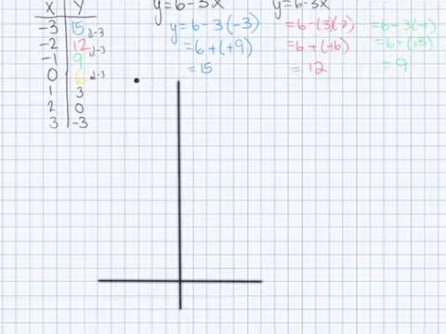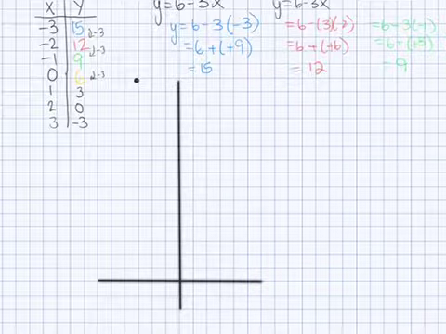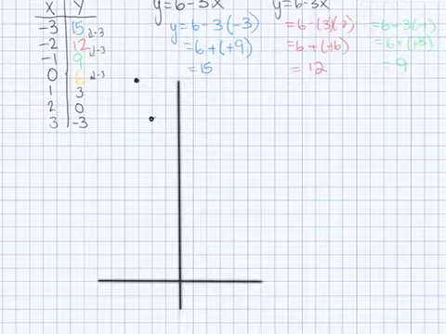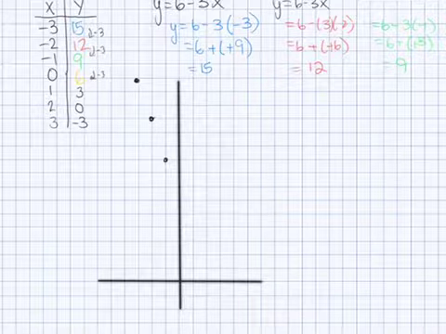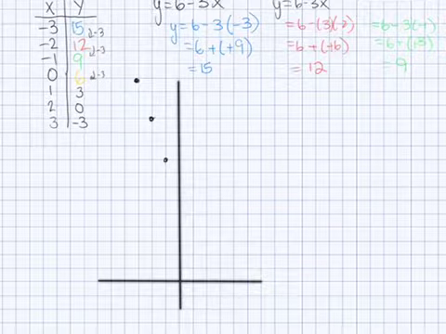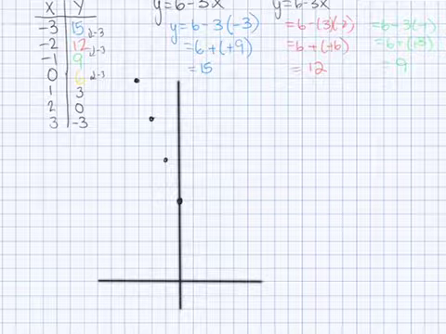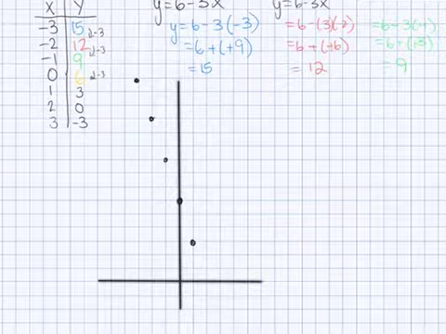Okay, then the next one is going to be -2 and 12. So there. And the next one is going to be -1 and 9. And then when x is 0, we're actually going to cross at the y-intercept, it's called. Remember your vocab, the y-intercept at 6. And then we keep going down, and our x-intercept is at 2.